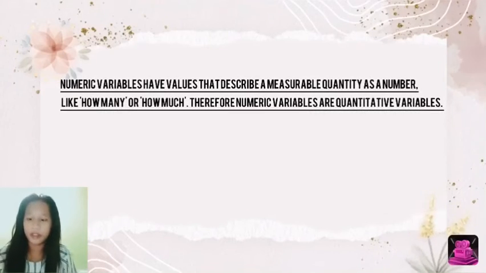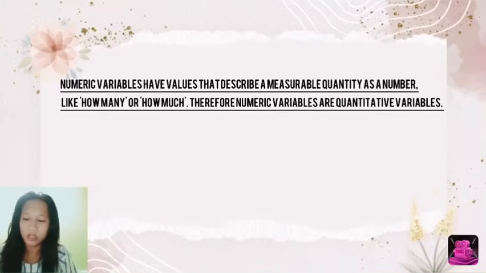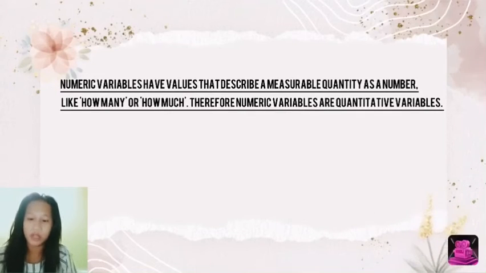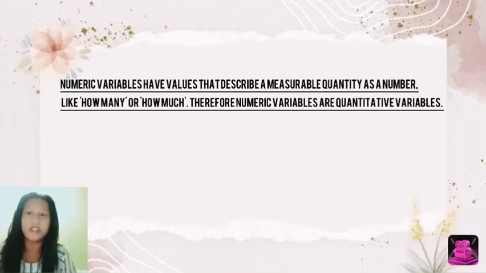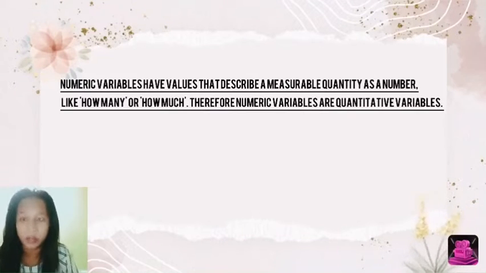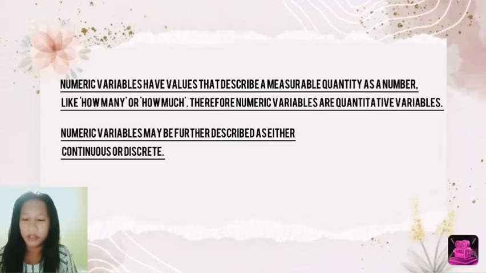So numeric variables have values that describe a measurable quantity as a number, like how many or how much. Therefore, numeric variables are quantitative variables. Numeric variables may be further described as continuous or discrete.